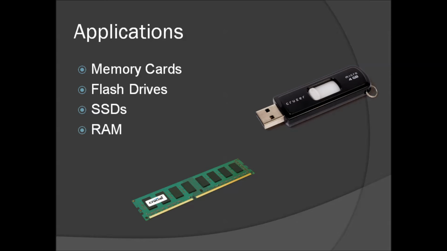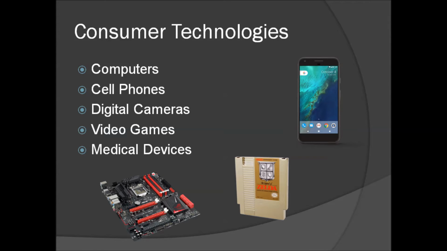Flash memory is widely used in a variety of applications, including memory cards, flash drives, solid-state drives, and random access memory. Some popular consumer technologies that take advantage of the benefits of flash memory include computers, cell phones, digital cameras, video games, and medical devices.